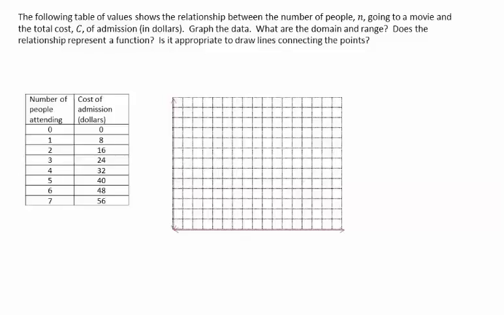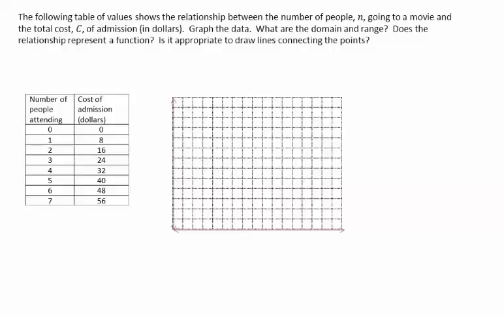The following table of values shows the relationship between the number of people, N, going to a movie and the total cost, C, of admission in dollars. Graph the data. What are the domain and range? Does the relationship represent a function? Is it appropriate to draw lines connecting the points?